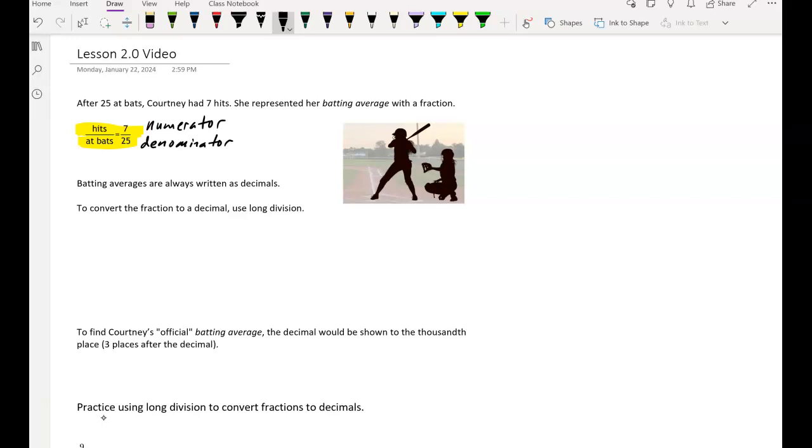Now, batting averages aren't usually written as fractions. They are always written as decimals. And so we're going to convert this fraction to a decimal, and we're going to use long division to do that. So what are we going to do? How's that going to work?